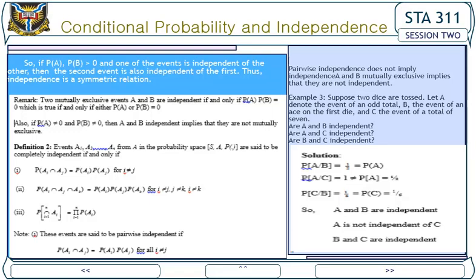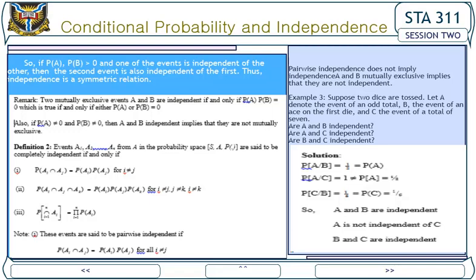Note: 1. These events are said to be pairwise independent if condition 1 holds, but pairwise independence does not imply independence. 2. A and B mutually exclusive implies that they are not independent.